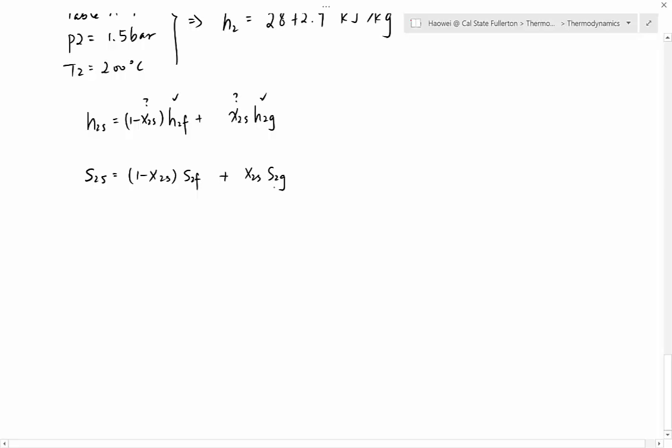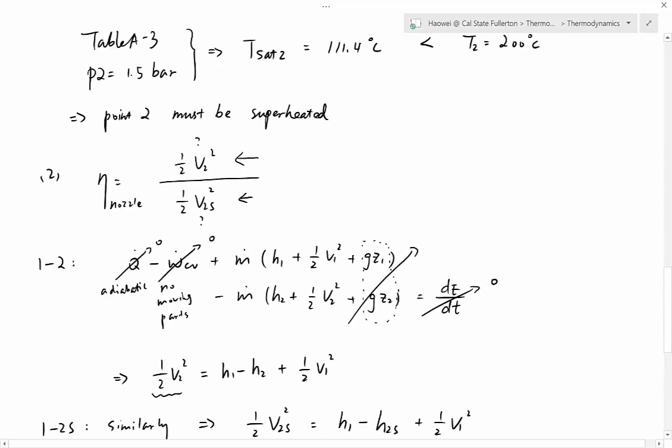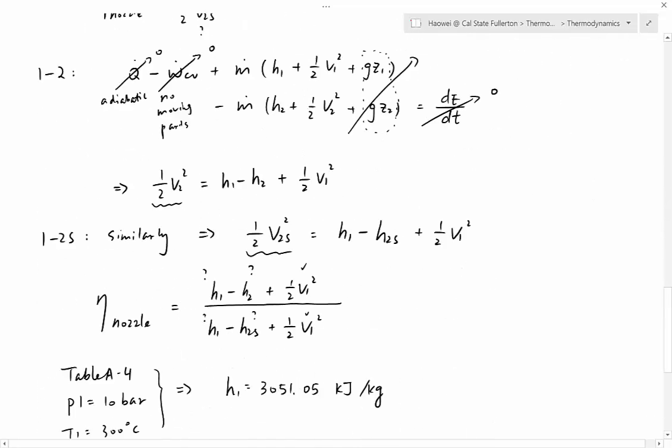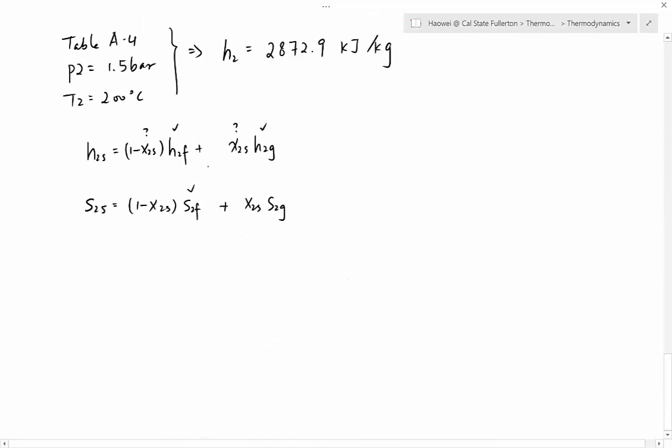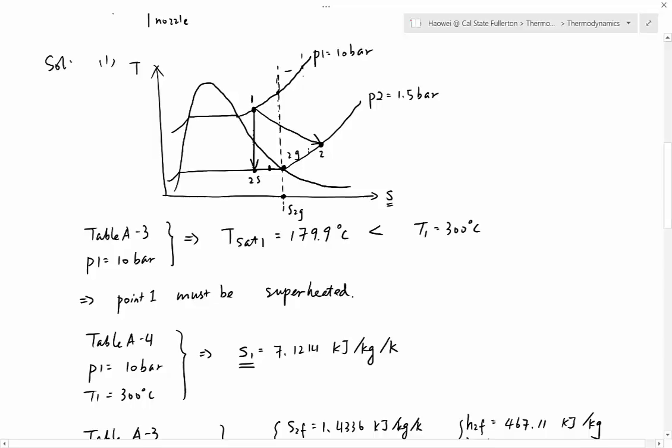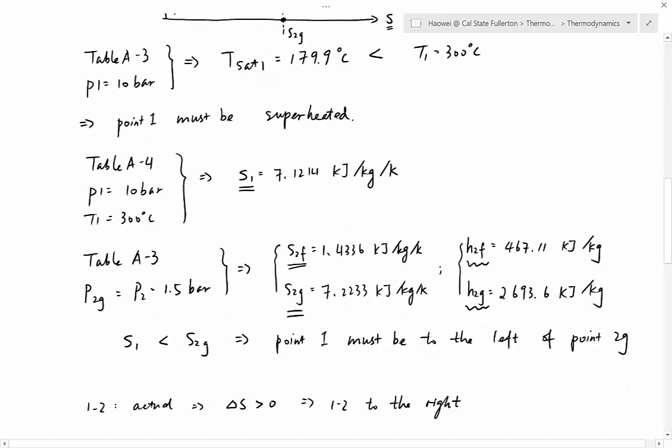So now let's take a look. Do we have s2f and s2g? We actually found s2f and s2g earlier, so we do have those two. Next one, I don't have x2s. What about s2s? Let's take a look. 1 to 2s is a vertical line, so they must have the same x coordinate. And what is the x coordinate? S. So that means s1 must be equal to s2s. And do we have s2s, which is equal to s1? We found s1 earlier, so we actually have s2s.